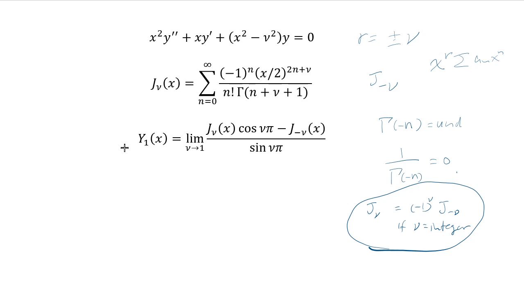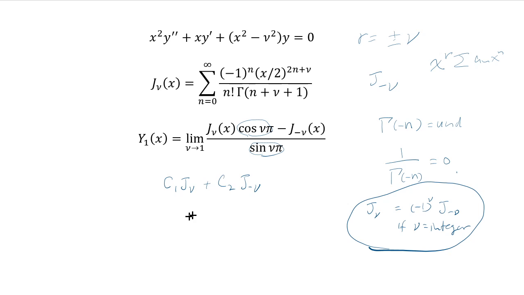Okay, so how do you go about that? The standard way that people use is to define the Bessel function of the second kind this way. And if you look at this, because cosine nu pi and sine nu pi are constants, you can view this as some constant times J nu plus some constant times J negative nu, where the first constant is really cosine nu pi over sine nu pi, and the second constant is negative 1 over sine nu pi.